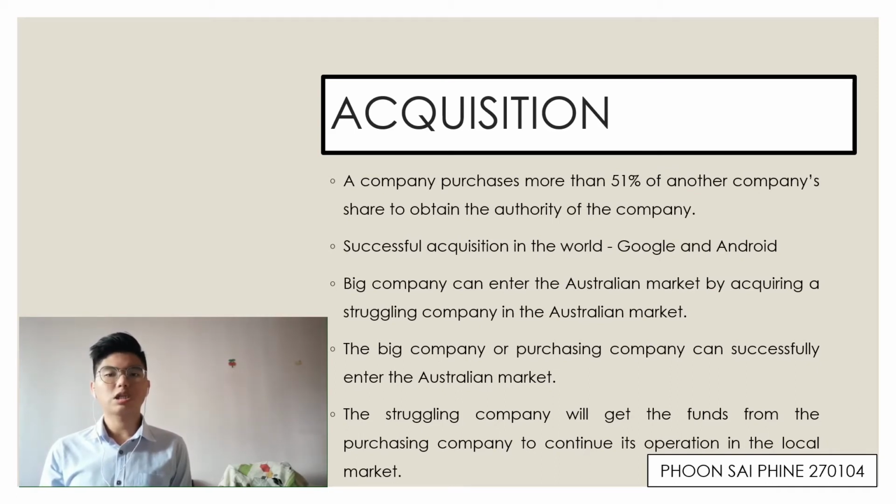One of the most successful acquisitions in the world is Google and Android. On the 11th of July 2005, Google officially bought Android for $50 million. Since then, Android has become the most famous mobile operating system in the world.